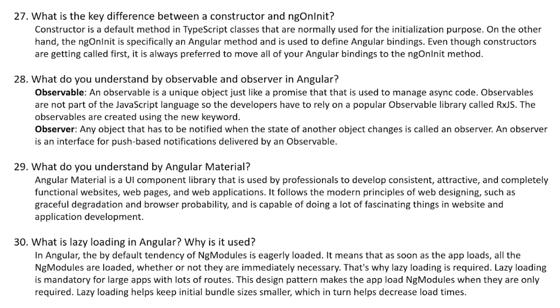Question 29. What do you understand by Angular Material? Answer. Angular Material is a UI component library that is used by professionals to develop consistent, attractive, and completely functional websites, web pages, and web applications. It follows the modern principles of web designing, such as graceful degradation and browser portability, and is capable of doing a lot of fascinating things in website and application development.